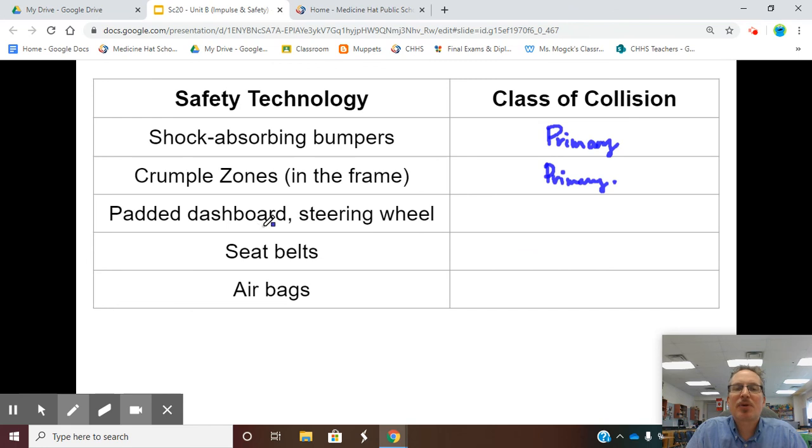The padded dashboard or the padded steering wheel inside, well, that would be to help protect you as you hit a piece of the car. So that would be secondary. Seat belts would again be secondary, but I think they also play a role to protect your internal organs from hitting the ribs of your body. They're going to help slow you down. So I would say this is both secondary and tertiary. And I would say that these two relate the same, where an airbag is also secondary, but it's also tertiary. Hope you found this video informative.